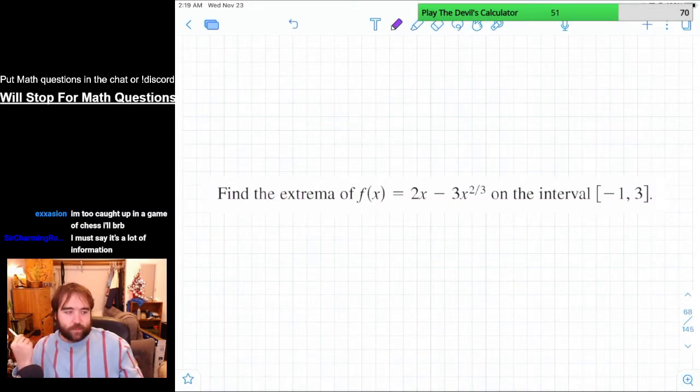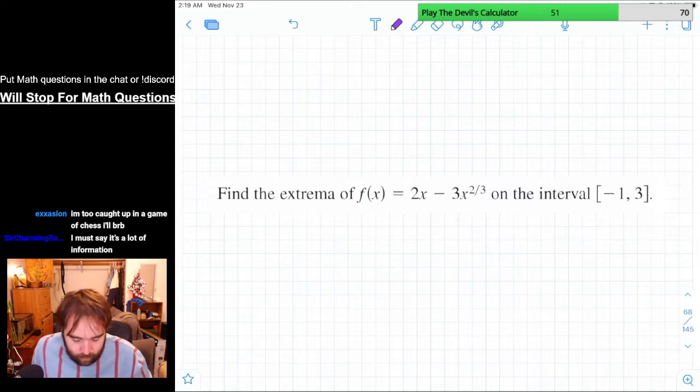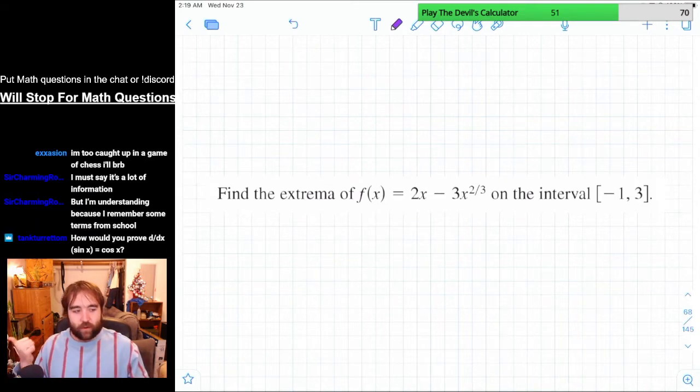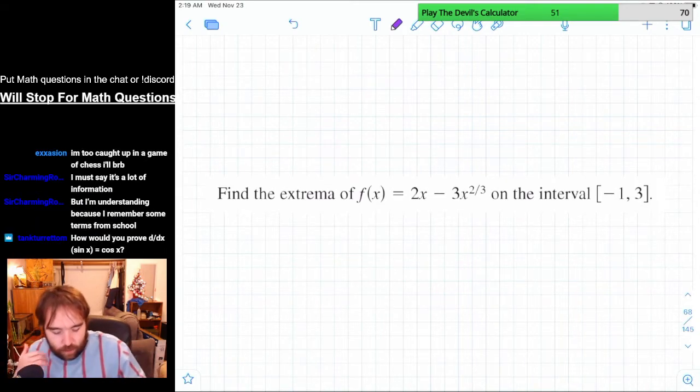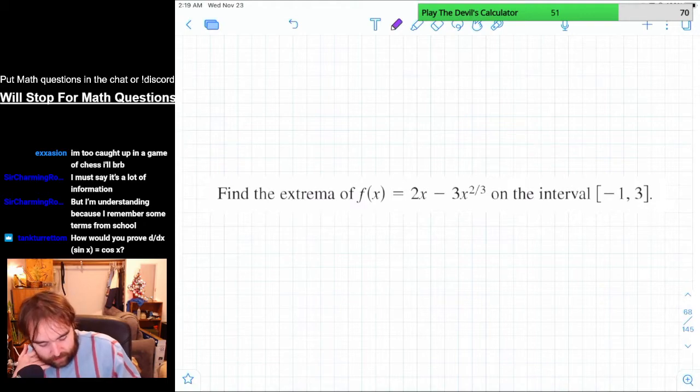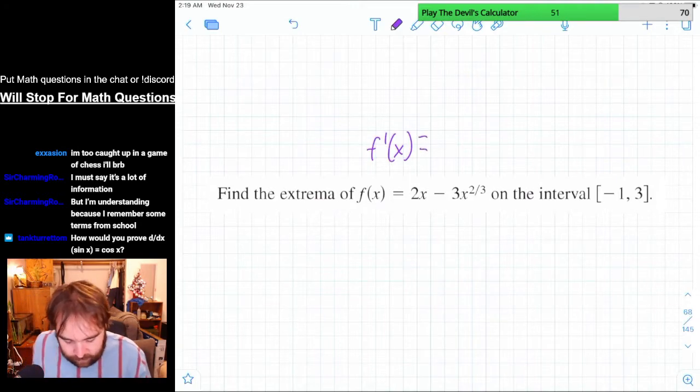All right, so here's the next problem. Same exact type of thing. So we want to find where the derivative is equal to 0 or the derivative is undefined. So let's do that. Let's find the derivative. That is a great question I just saw pop up in the chat. We'll get to that after this question.